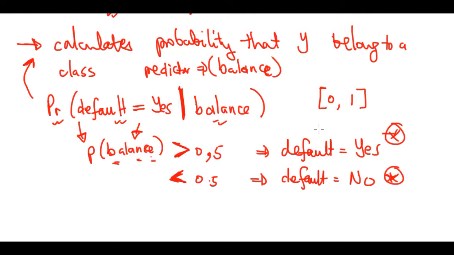Then we might want to target the people that have been predicted to have a default equal to yes, and try to intervene before they even default. So that could be our idea.